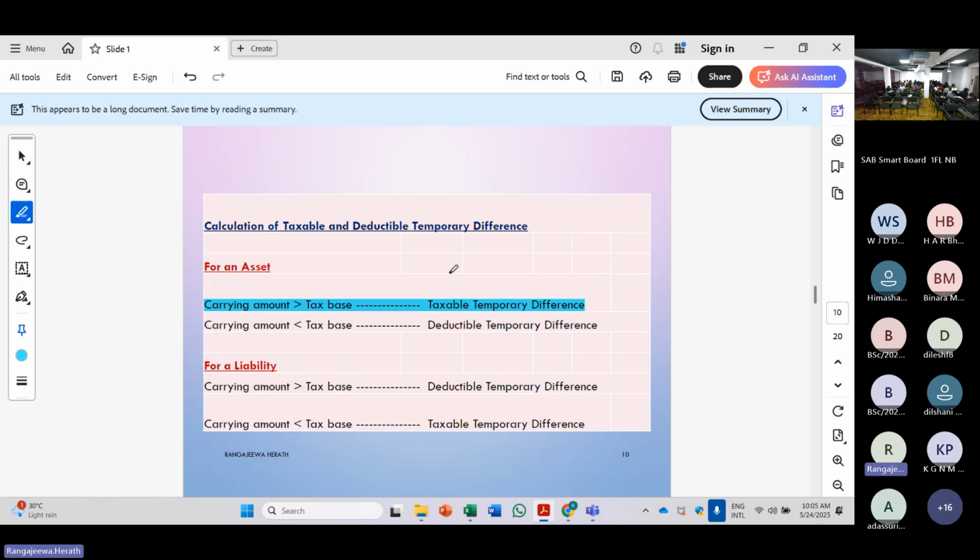For an asset, right? CA less than TB, the result is DTD, deductible temporary difference.